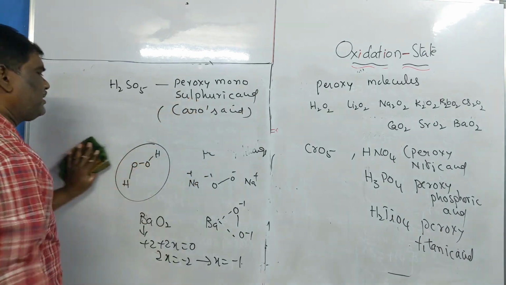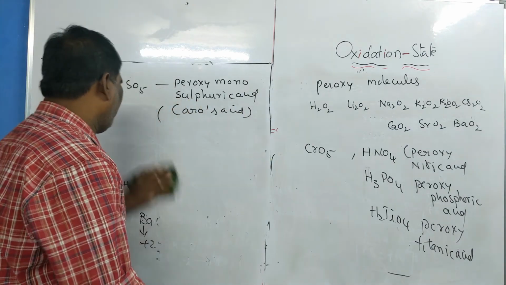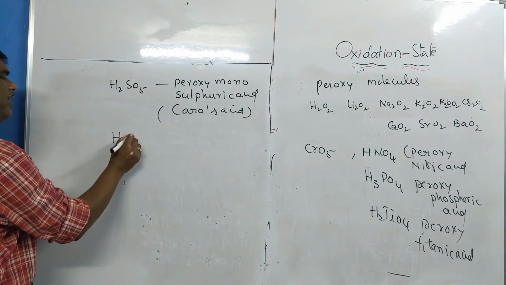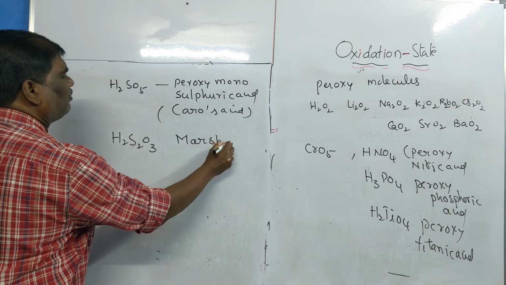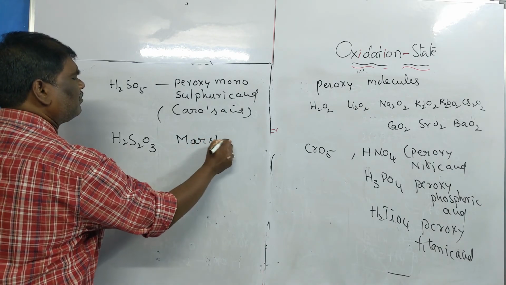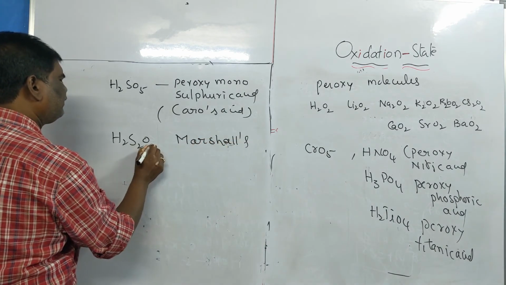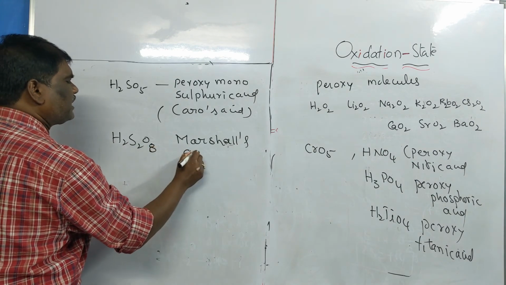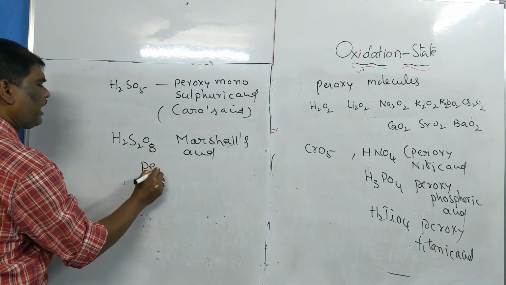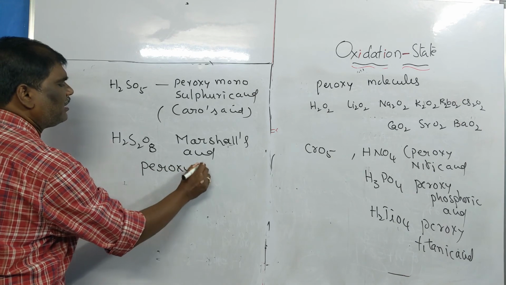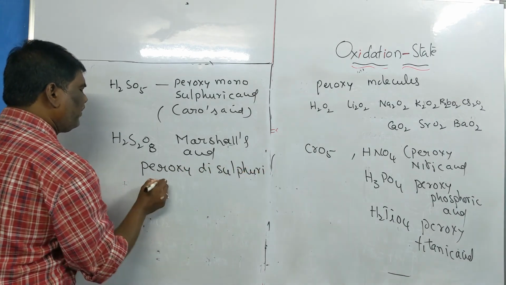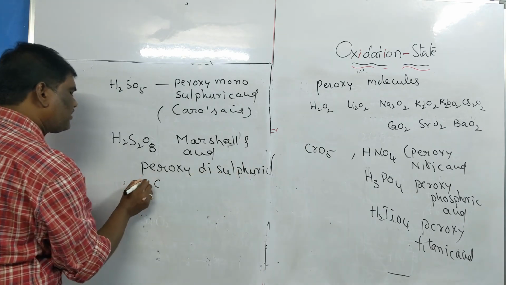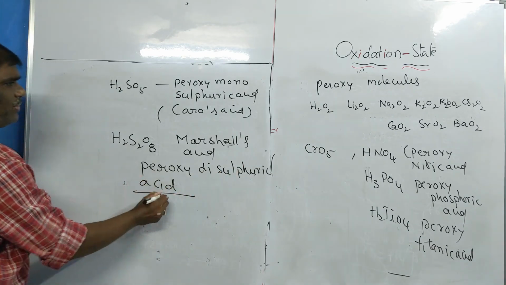The last one is H2S2O8. This is known as Marshall's acid, or this is known as peroxydisulfuric acid. This is the list of peroxy acids we have.